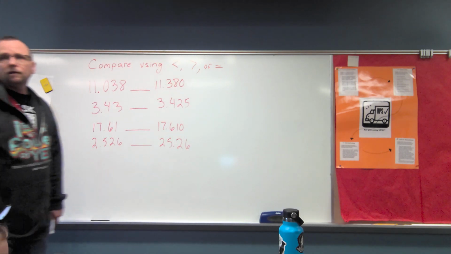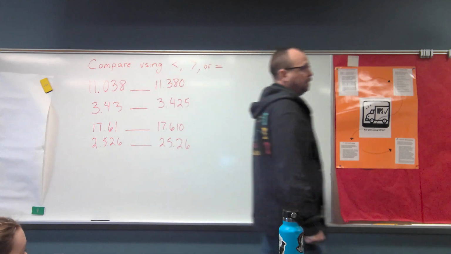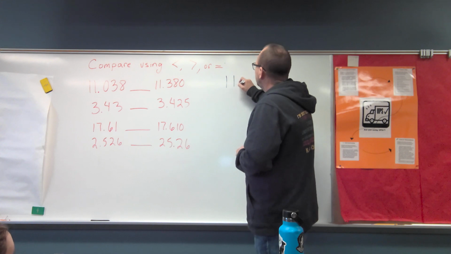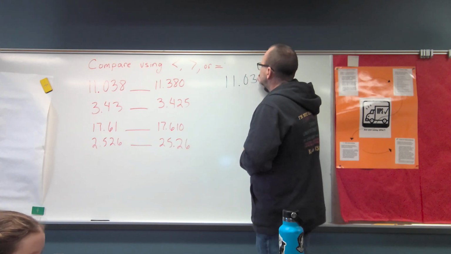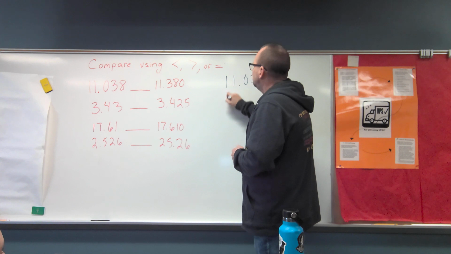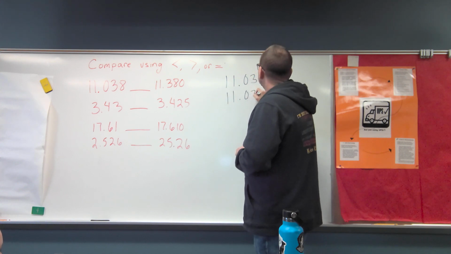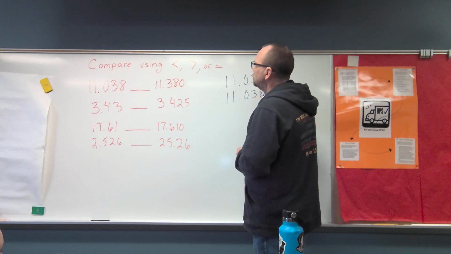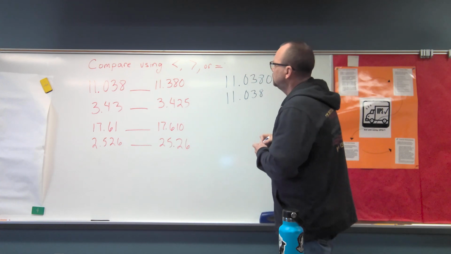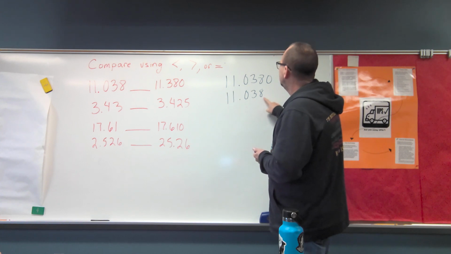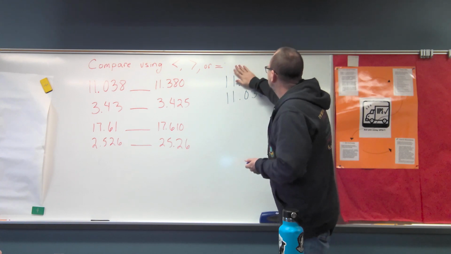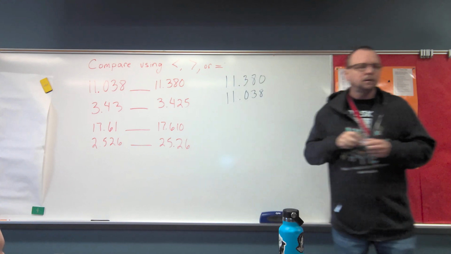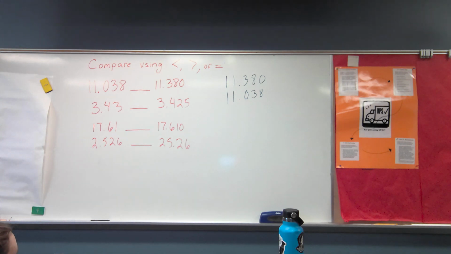Now, when comparing decimals, or really any numbers, you line them up by the place values. 1.038 and 1.380. All right, you line them up by the place values.